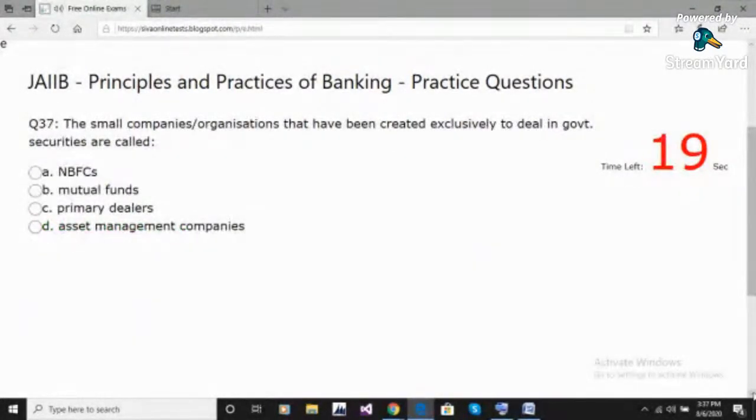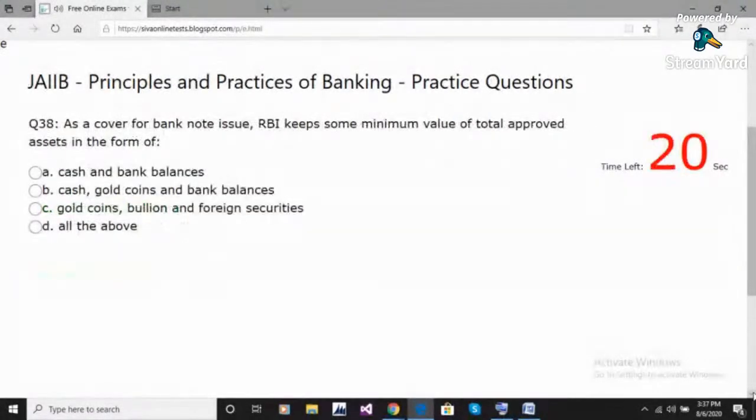Question 37. The small companies/organizations that have been created exclusively to deal in government securities are called. Option A. NBFCs. Option B. Mutual funds. Option C. Primary dealers. Option D. Asset management companies. Answer C. Primary dealers.